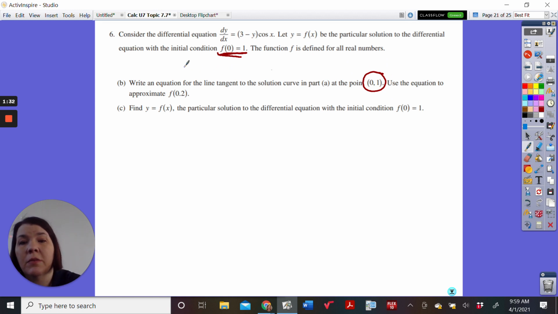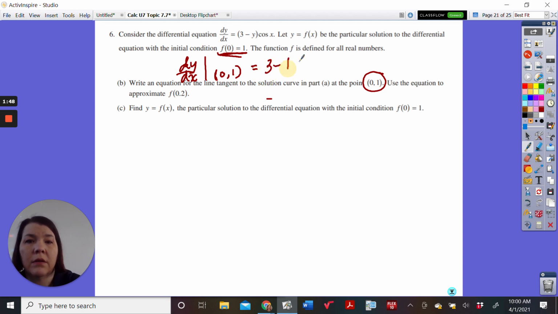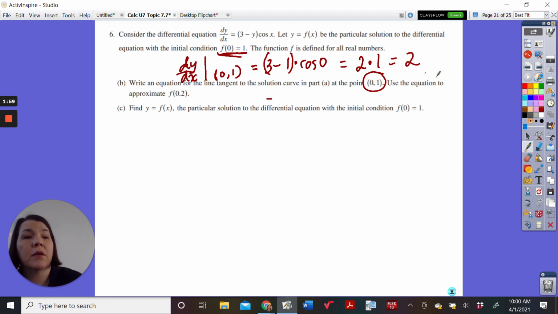I need to find my slope, so dy/dx at (0, 1) is equal to 3 minus the y coordinate times cosine of 0. 3 minus 1 is 2. Cosine of 0 is 1. So my slope is 2. So my equation of my tangent line will be y equals 2 times (x minus the x coordinate) plus the y coordinate.